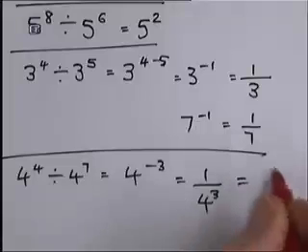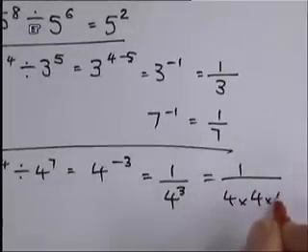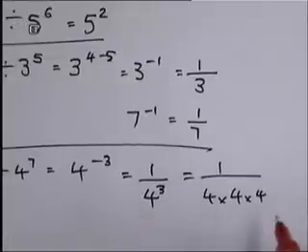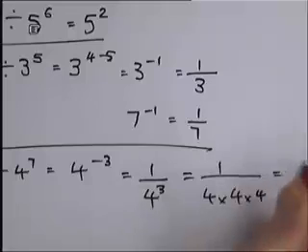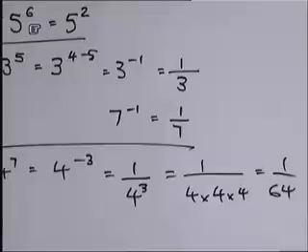Remember, 4 to the power of 3 means 4 times 4 times 4. And if you worked out 4 times 4 times 4, 4 fours is 16, times that by 4 you get 64. So that is actually the same as 1 over 64.